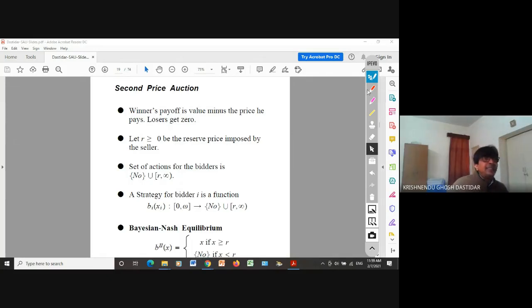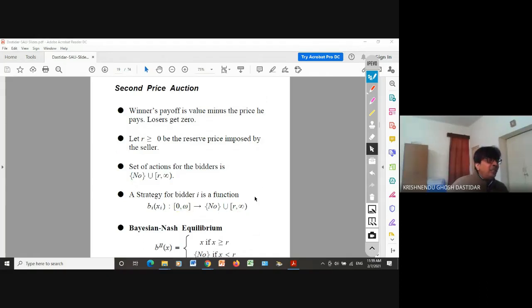So the set of actions available for the bidders is this. You can either say no, which means I don't want to participate, since participation is voluntary, or you have to make a bid, a price greater than or equal to R. A strategy for a bidder is a function. In any game of incomplete information, strategies are functions of types. Here the type set is 0 to omega, types are values. So depending on my value, I choose an action: either I say I don't want to participate, or I choose a bid.